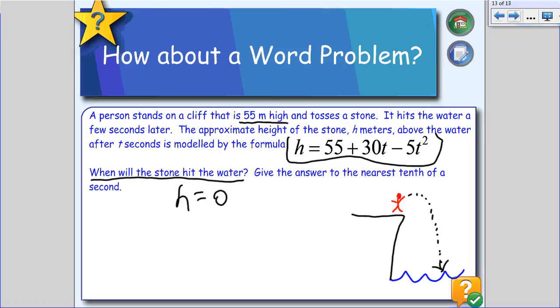Anytime you're doing these questions, if something's hitting the ground, there's a good chance that you're using zero. You would have to make it zero to see how long it took.